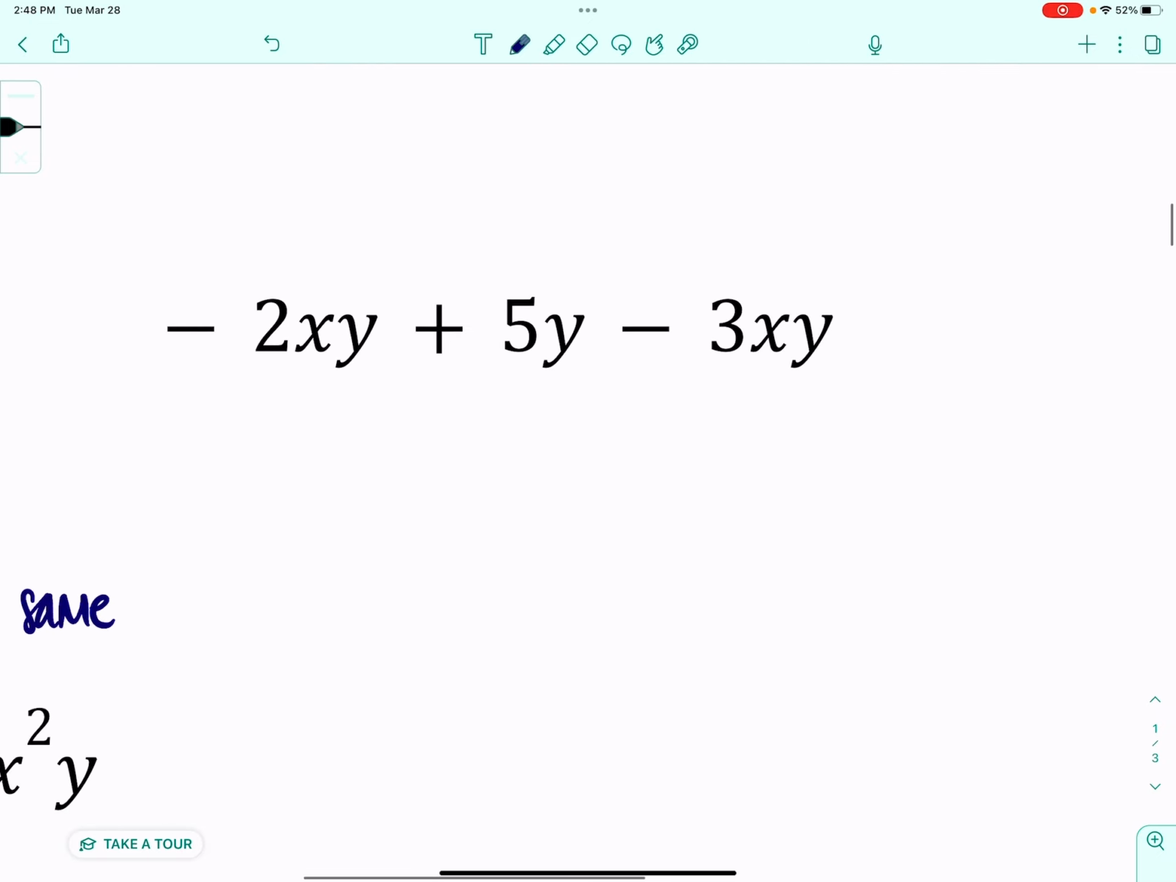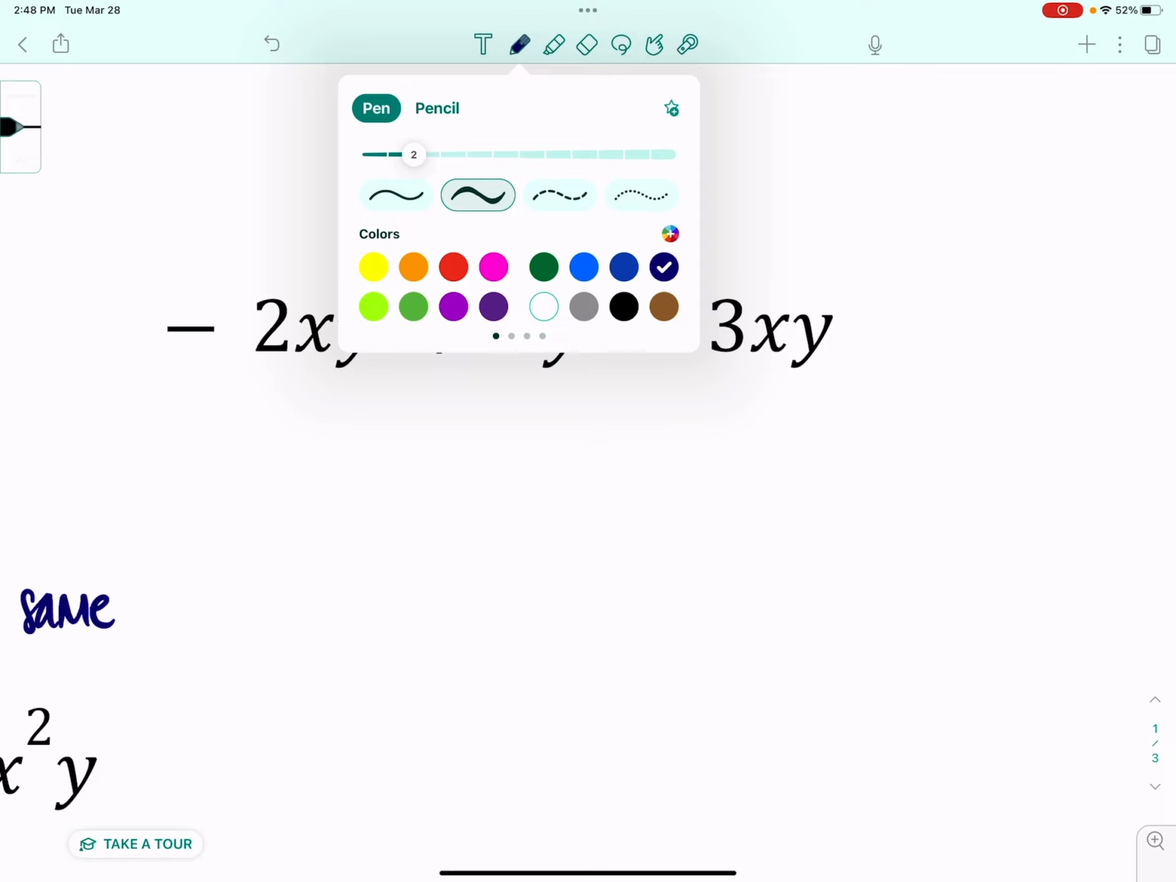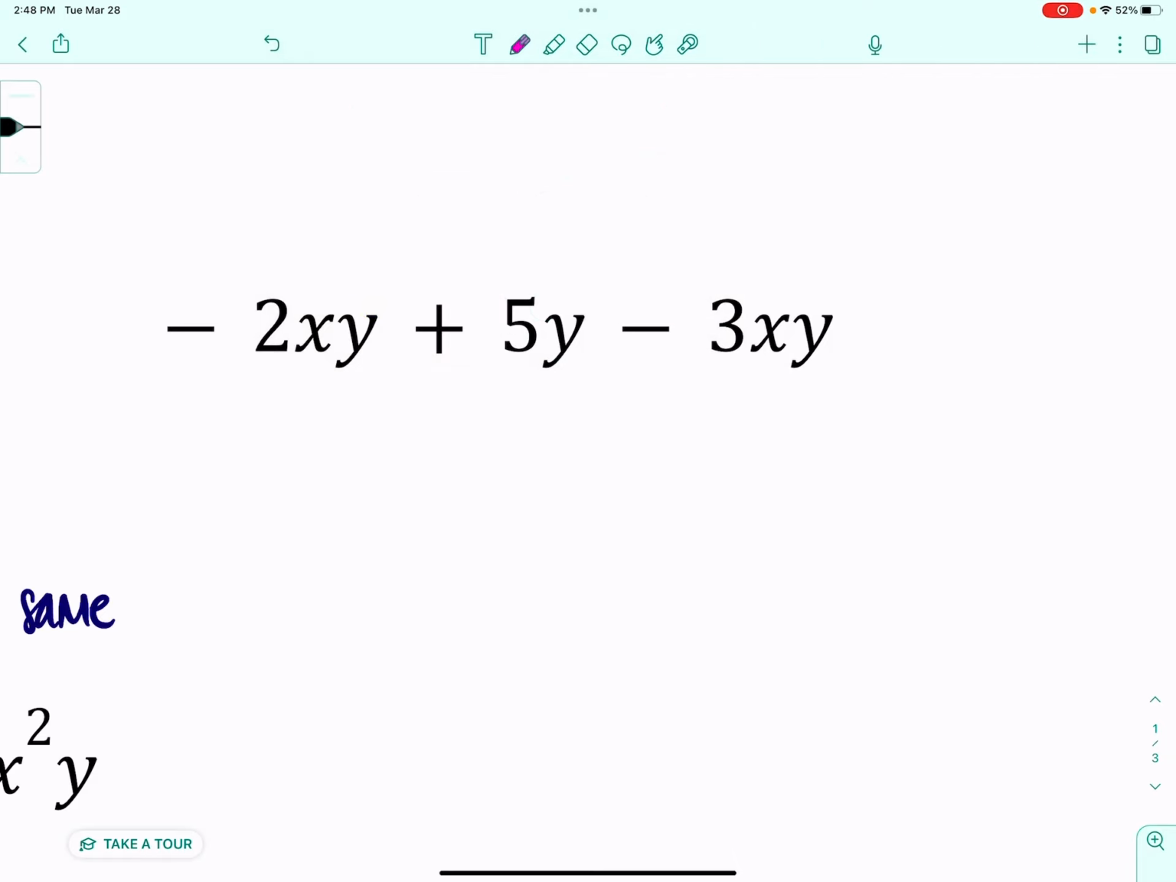Let's take a look at this guy. I'm a big fan of color coding things. So here we go. I have a negative 2xy, and I need to see if I have anything else in my expression that matches the negative 2xy. I need a plain old x and a plain old y. I don't care about the coefficient. Well, if I go look at my middle term, I have a 5 and a y, but I'm missing the x. So I cannot combine 5y with negative 2xy.